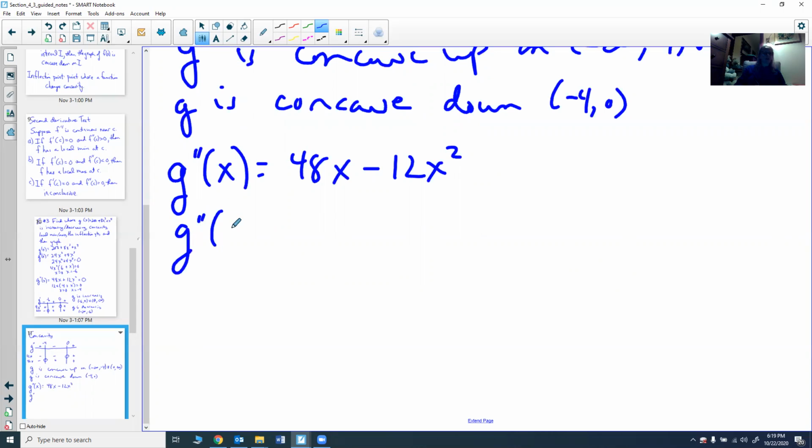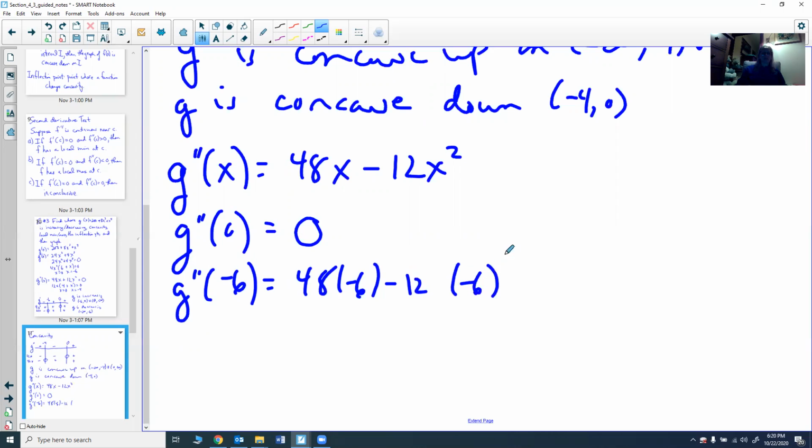So we're looking at G double prime at 0. G double prime at 0, unfortunately, is 0. G double prime at negative 6 would be 48 times negative 6 minus 12 times negative 6 squared. Well, negative 6 squared is positive. Negative 12 times a positive number will also be negative. And 48 times negative 6 is negative. So we've got a negative plus a negative. That's a negative number. So the second derivative is negative at negative 6. That means that we're concave down, which tells me that g of negative 6 is a local max.